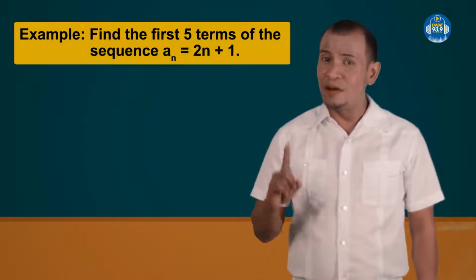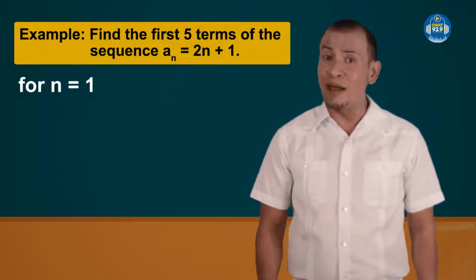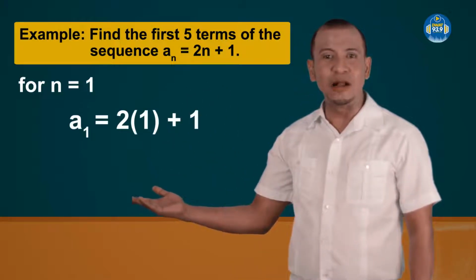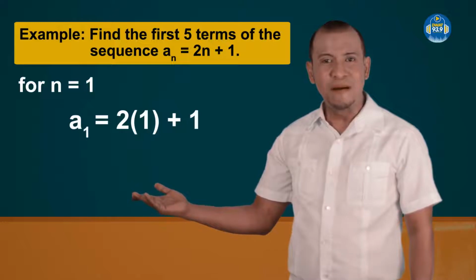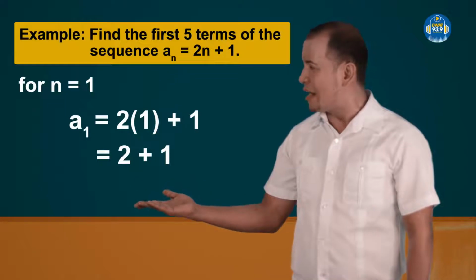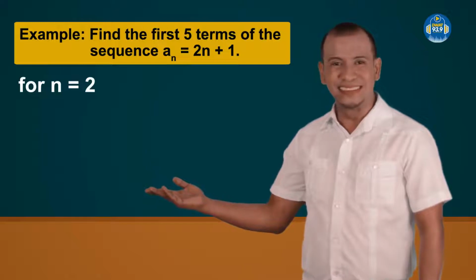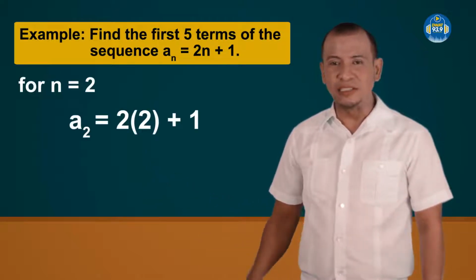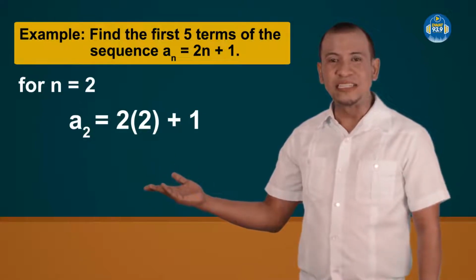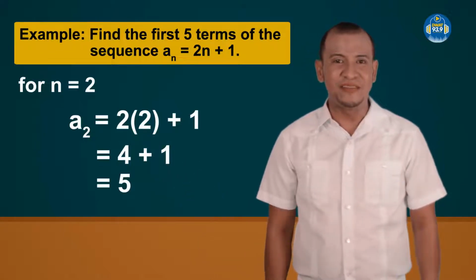For the first term, where n equals 1, we substitute n by 1. Thus, we have a sub 1 equals 2 times 1 plus 1, which is also equal to 2 plus 1, and that's equal to 3. For n equals 2, a sub 2 equals 2 times 2 plus 1, which is equal to 4 plus 1, and that is equal to 5.